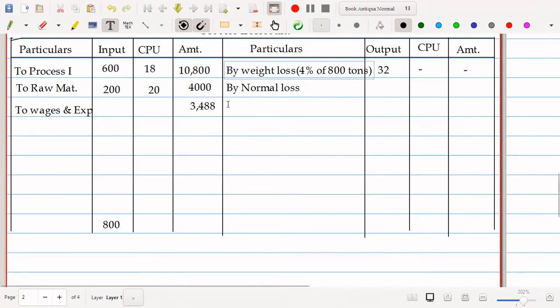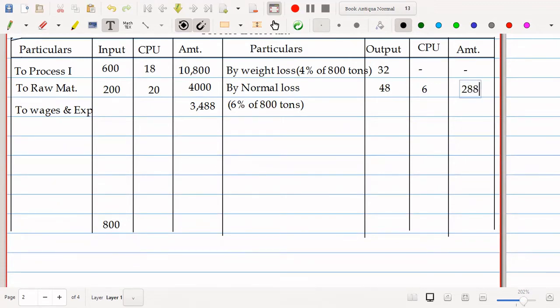And normal loss, what is it given? As usual, in every process, it was 6% of input. 6% of input means 6% of 800 tons. It comes to 48 tons. And what was the scrap value given in process 2? It was rupees 6. When we multiply, 48 into 6, it comes to 288.